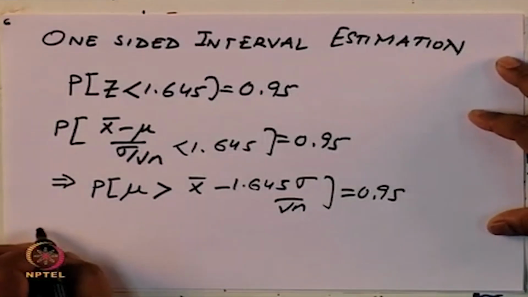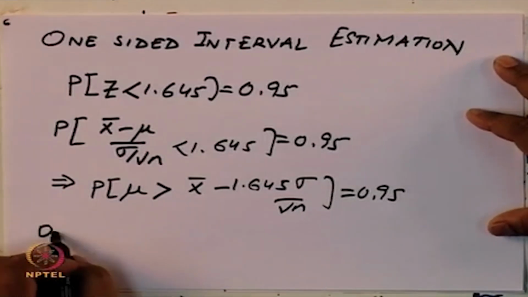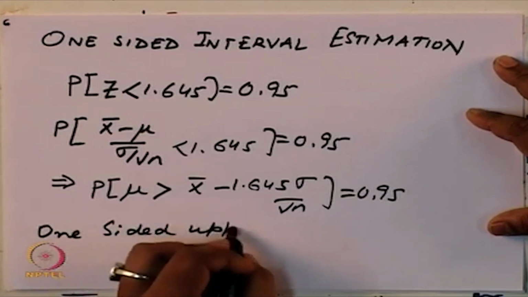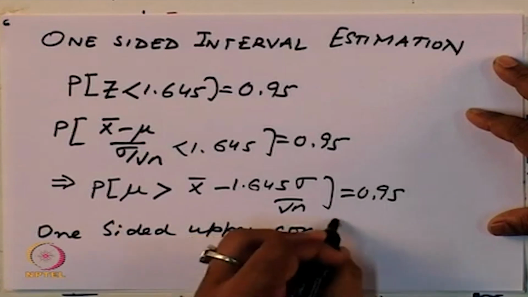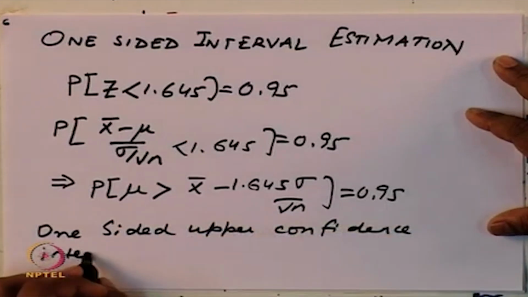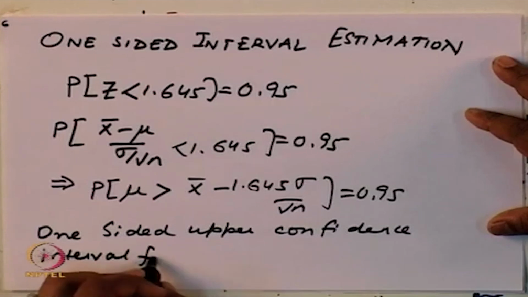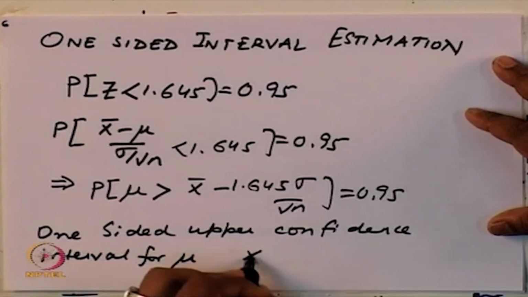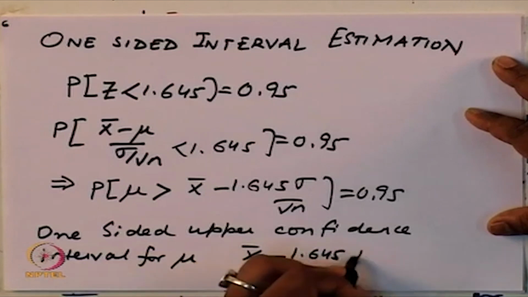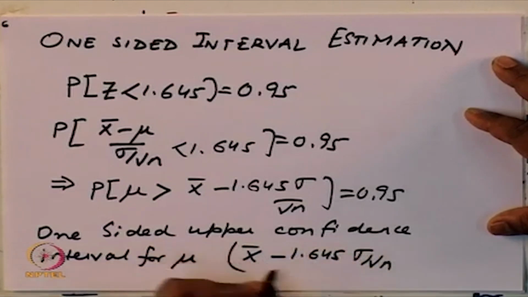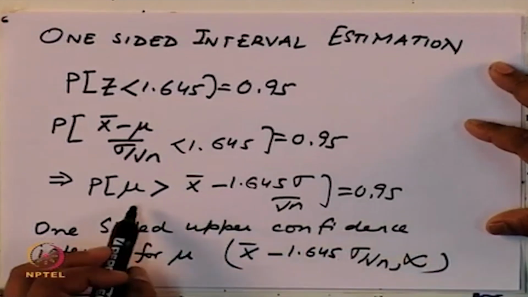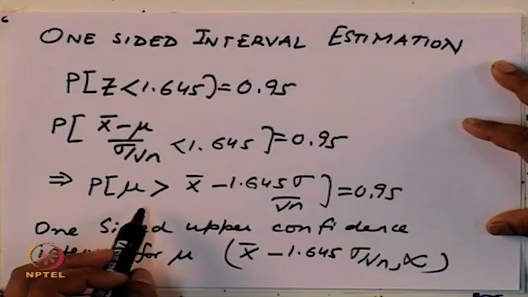Okay. So, this is the one sided upper confidence interval for mu, which will be given by x bar minus 1.645 sigma by root n, comma infinity, because this is the lowest possible value for mu.